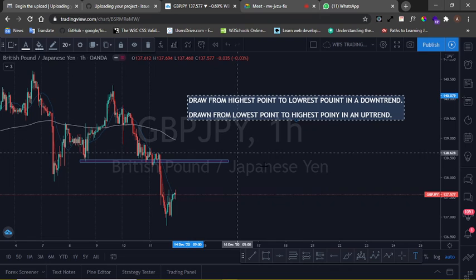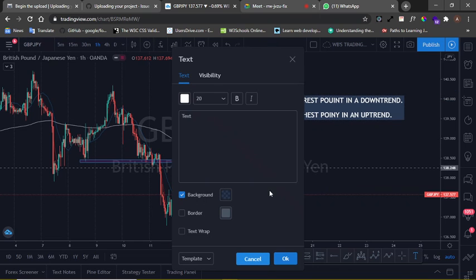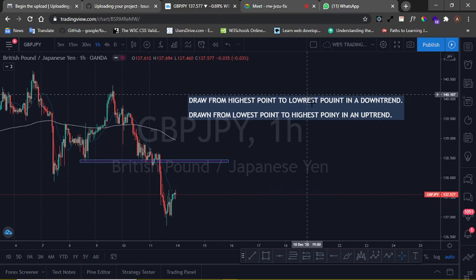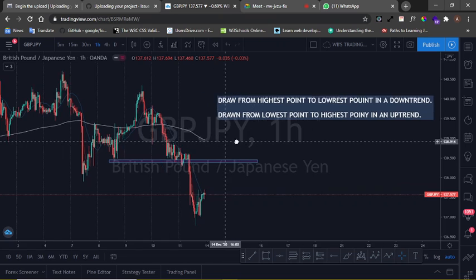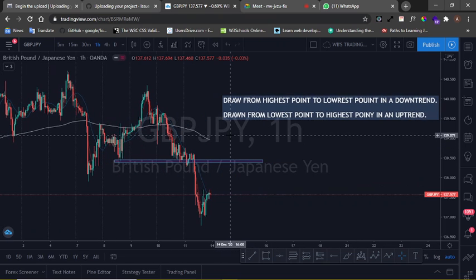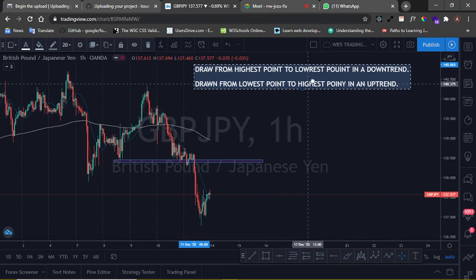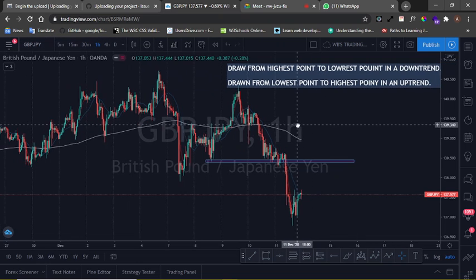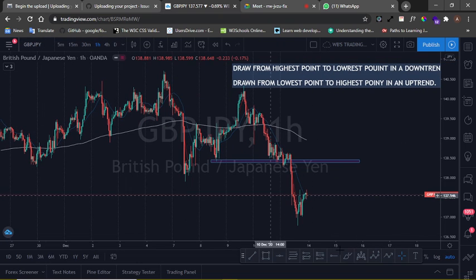So the first thing we need to know about Fibonacci is that you need to draw from the highest points to the lowest points in a downtrend and draw it from the lowest points to the highest points in an uptrend. So let's practicalize this. Now we can see from here, we're using the 1 hour time frame because that's the time frame for day trading. So yes, you can see we have a nice downtrend down here.